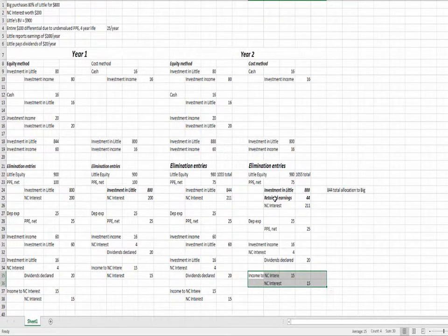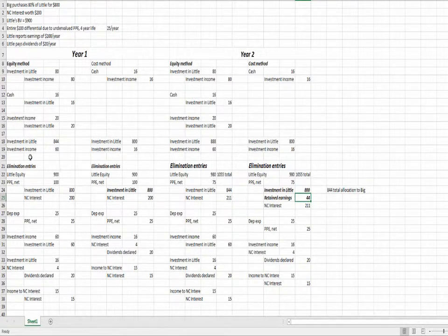Now, on the one hand, you could say, well, I've got faith, whatever this difference is between the parent's investment balance and their 80% of that debit total, I'm just going to go on faith and say that's an adjustment to retained earnings. Where does that come from? That comes from the cumulative difference between what Big has reported as investment income in the preceding years versus what they would have reported had they used the proper equity method. Again, a keyword there was preceding.